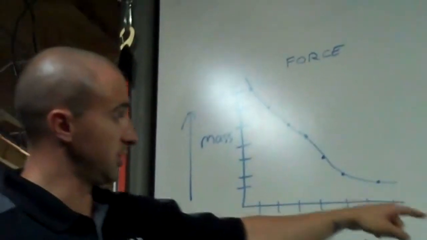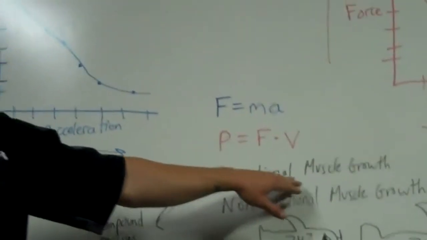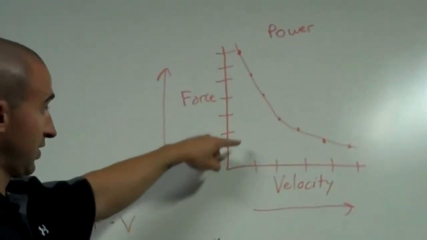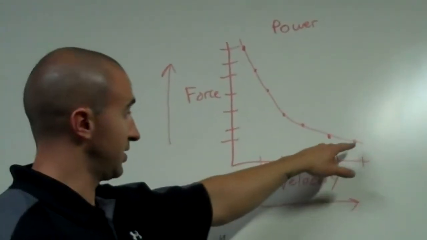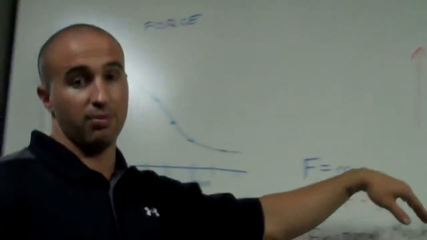Now force plays into the power equation as well. Power is equal to force times velocity. So on the power curve, if force is high, velocity is low. If velocity is high, force is low. So there are different ways to train for power.